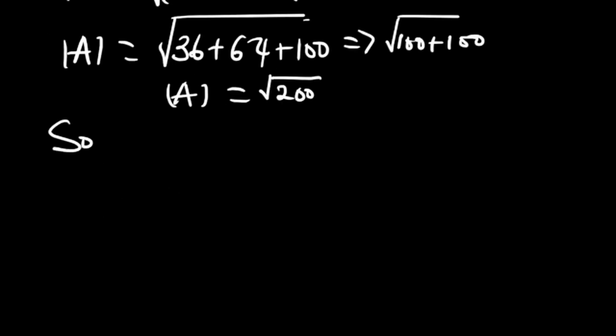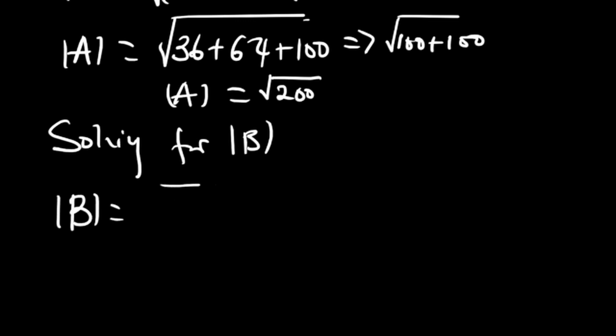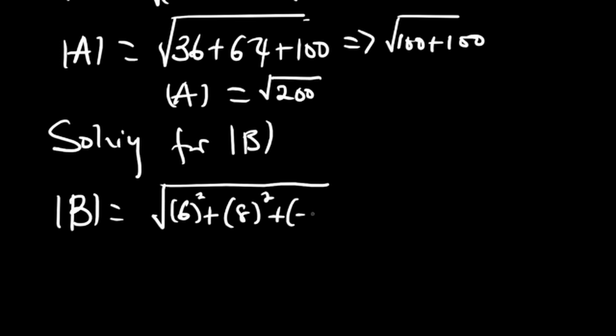So I will say, solving for the magnitude of vector B, we also use the same formula. So we say that the magnitude of vector B is equal to, let me just solve directly. Here we have 6 all squared plus 8 all squared. Then we have plus negative 10 all squared, because our B has a negative for the z component.